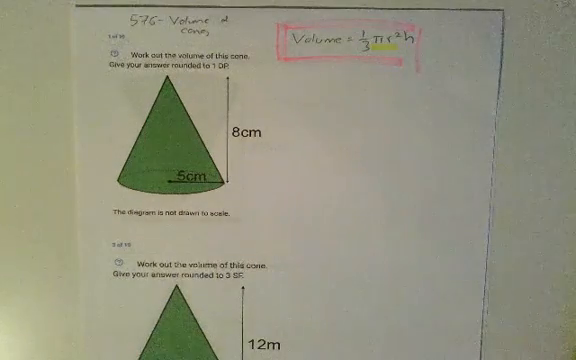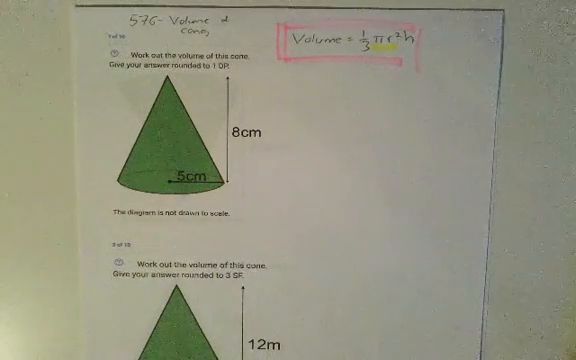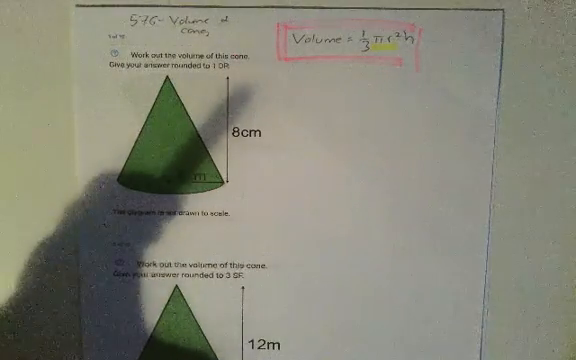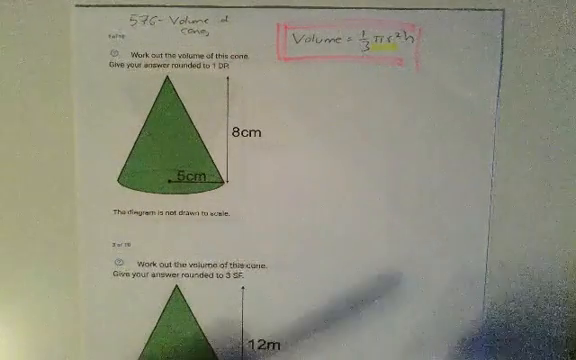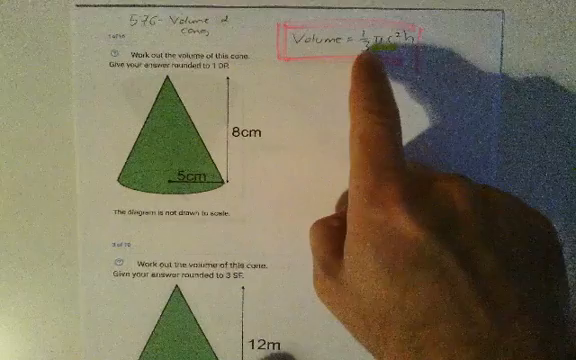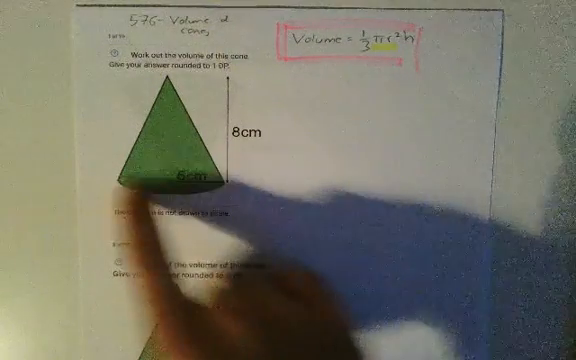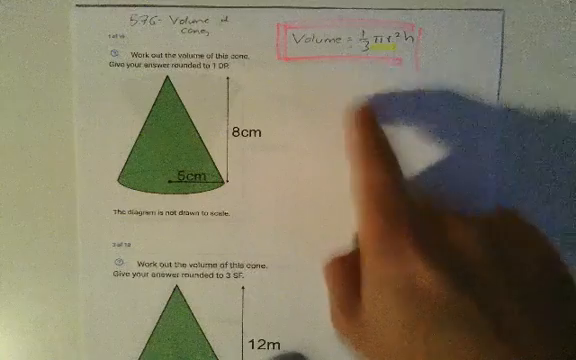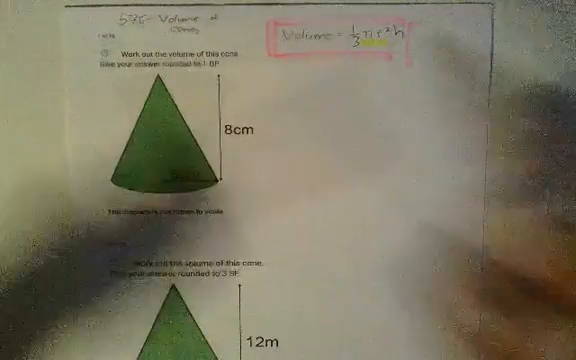The reason I'm highlighting that is tomorrow we're going to look at pyramids, and pyramids are effectively exactly the same as cones. They've just got a square or a rectangle on the bottom. So this formula can be applied to them: a third times the area of the bottom times the height. But today we're looking at cones. So a third pi r squared h.